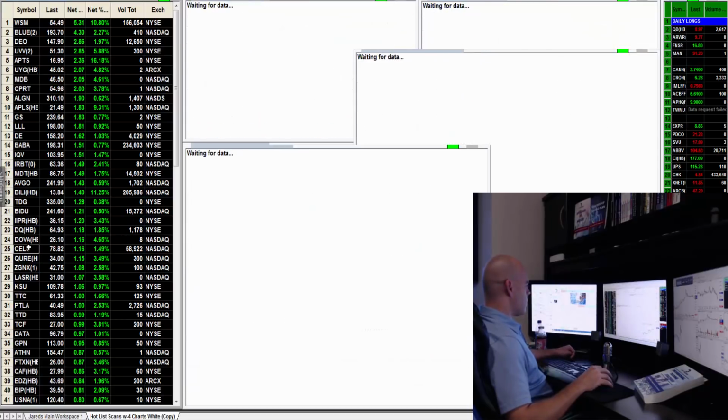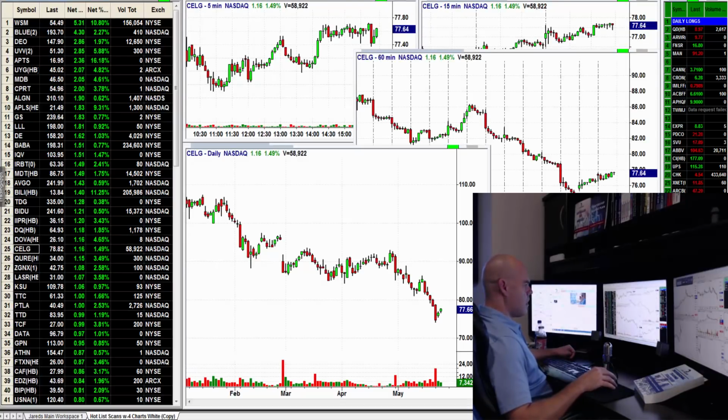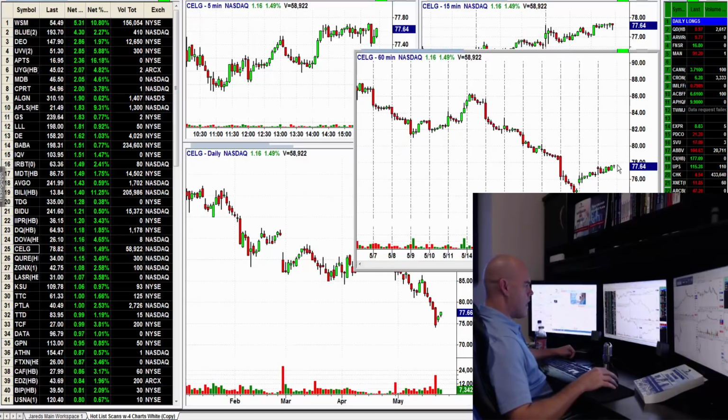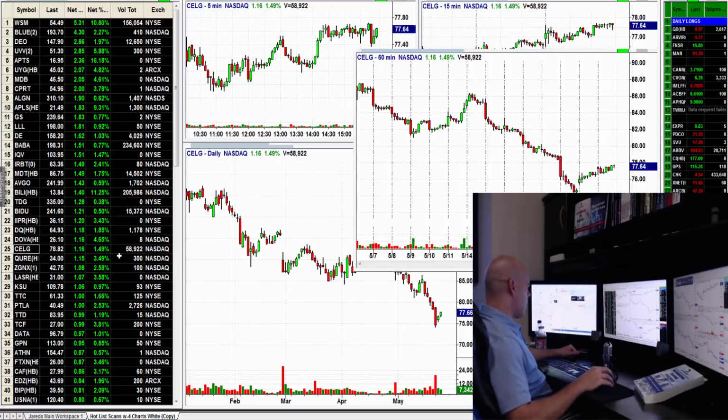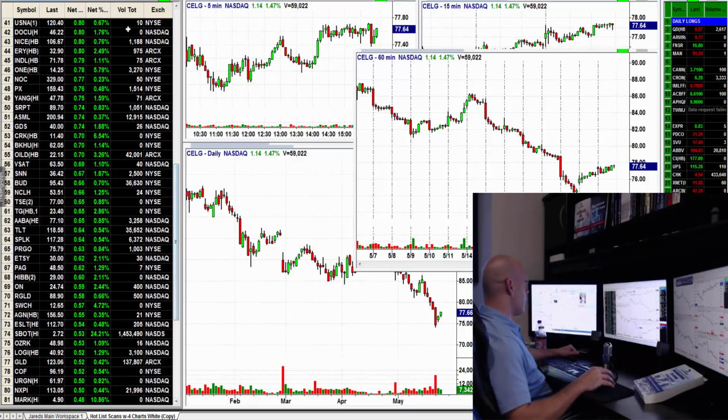Let's take a look at SELG, 78.82. Not a great gap, but it is down a lot of days on the 60-minute here, and it is gapping above this area on pretty good volume, so I'm going to add SELG to the list. Not going to look at the next ones. So now we go all the way down here.